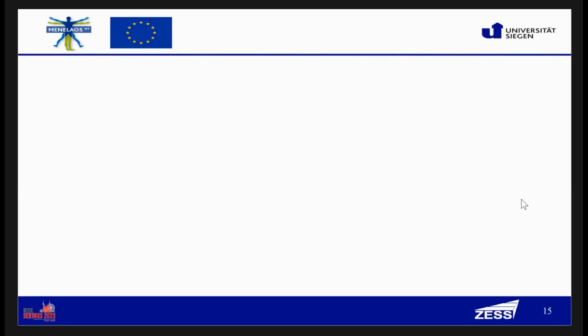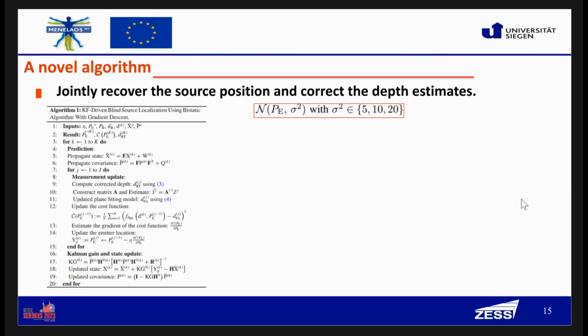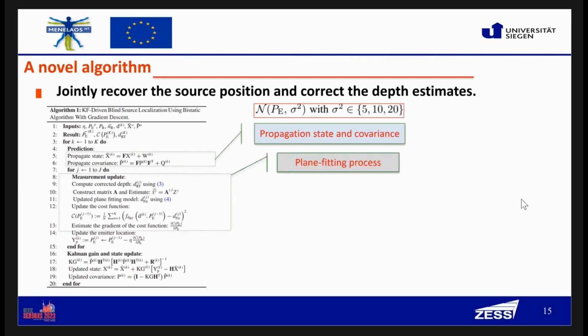So let me give you the whole algorithm structure. First, we initialize the first initial guess within this range. After that, the propagation state and covariance matrix adopt those values. After that, it goes to the plane fitting process. Within that, we have the inverse problem and try to solve it.